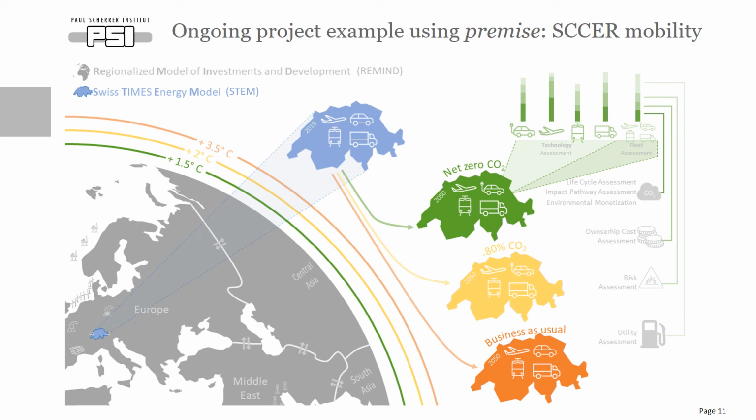This allowed us to do an assessment at the technology level, that is, at the vehicle level. But we also did a fleet analysis, and we were able to combine life cycle assessment with impact pathway assessment and environmental monetization. We were able to calculate cost of ownership and risk indicators for those, and also to produce a few indicators related to the utility of those vehicles.